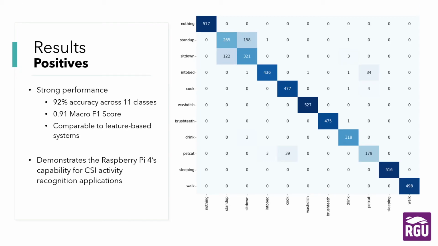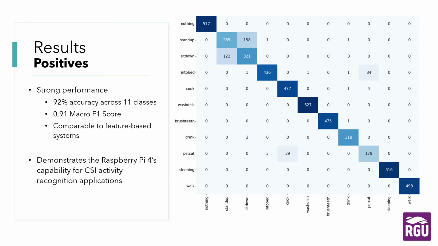And so first of all, our model did show strong activity recognition performance in these experiments, with 92% accuracy across all 11 activity classes. This gives us similar performance to feature-based systems, while only making use of raw CSI data with no pre-processing. This demonstrates that the Raspberry Pi 4 indeed can be used for CSI activity recognition.